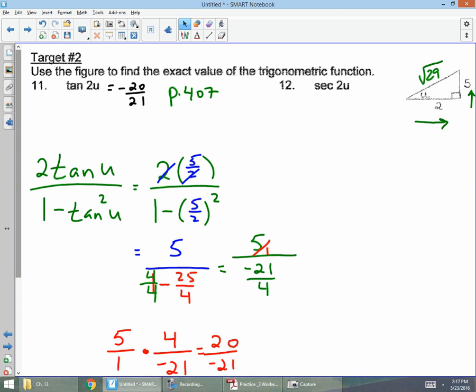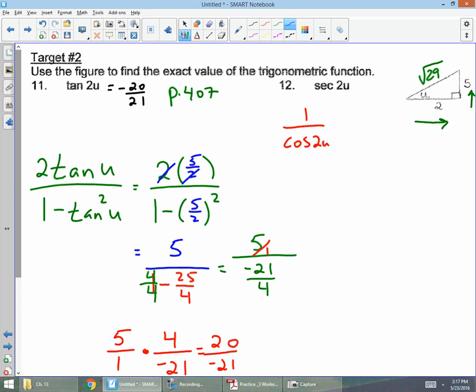Now I know you're thinking, well, I don't have a secant formula for the double angle formula. So what we're going to do, secant is really just going to be 1 over the cosine of 2u. Now you do have a formula for the double angle of cosine. So I'm going to do the whole problem from the perspective of cosine, and then at the very end, do the reciprocal.